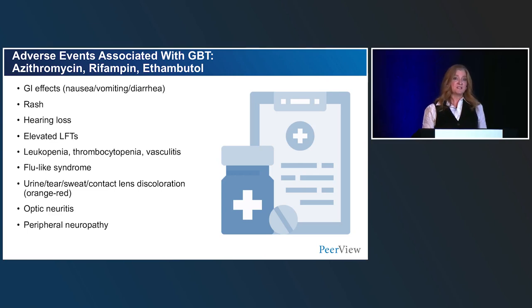Discoloration of the urine or tears, I always think of rifampin red, especially when counseling the patient, just so that we have an understanding of which drug may be causing this. And optic neuritis and peripheral neuropathy, which can be associated with ethambutol. And there's a lot of counseling that we do with our patients in regards to the vision loss, because it is reversible if you know about it right away and can discontinue that medication.